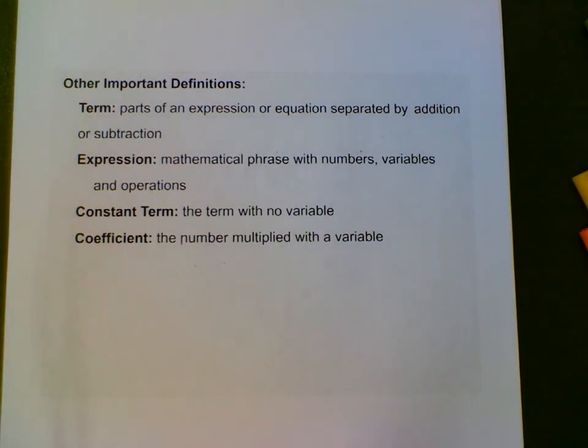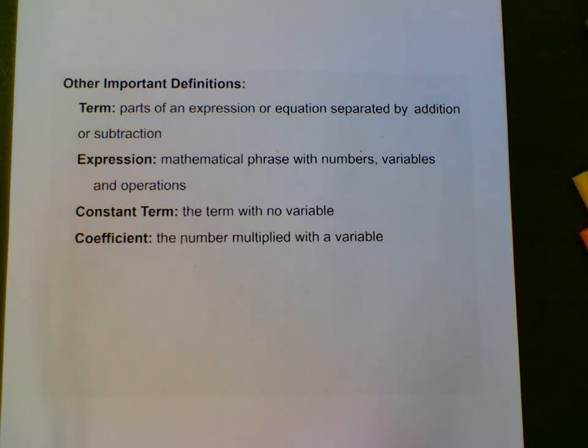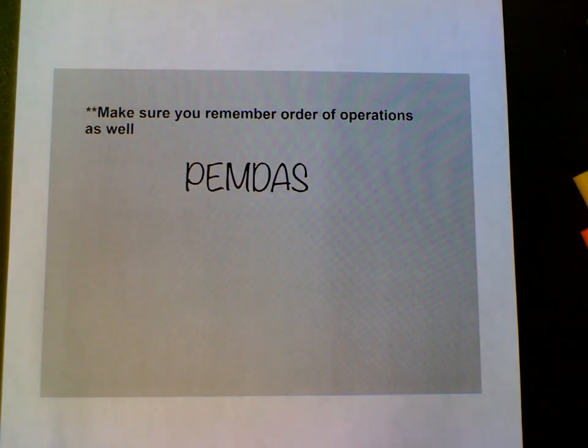A couple other important definitions. A term. Each term is a part of an expression or equation separated by addition or subtraction. An expression is a mathematical phrase with numbers, variables, and operations. A constant term is a term with no variable. A coefficient is the number multiplied with a variable. And just a real quick reminder, make sure you remember the order of operations: PEMDAS, parentheses, exponents, multiply, divide, add, subtract.